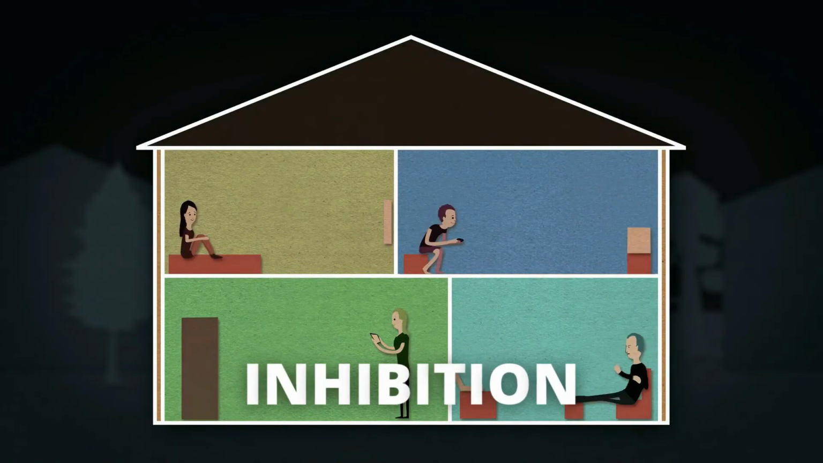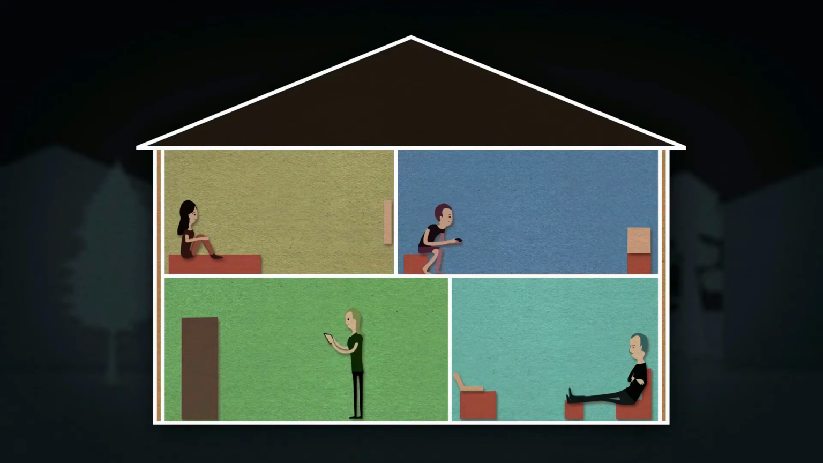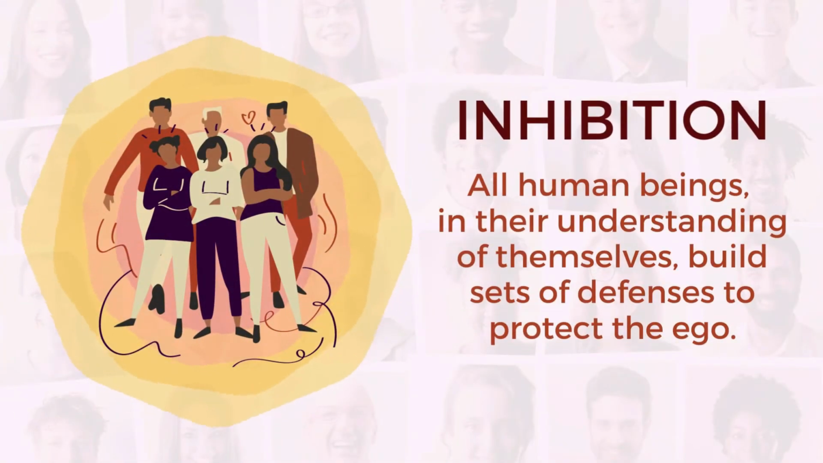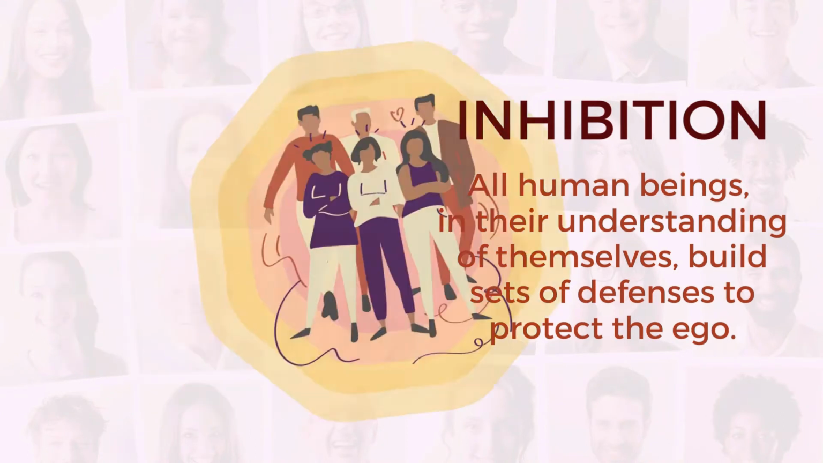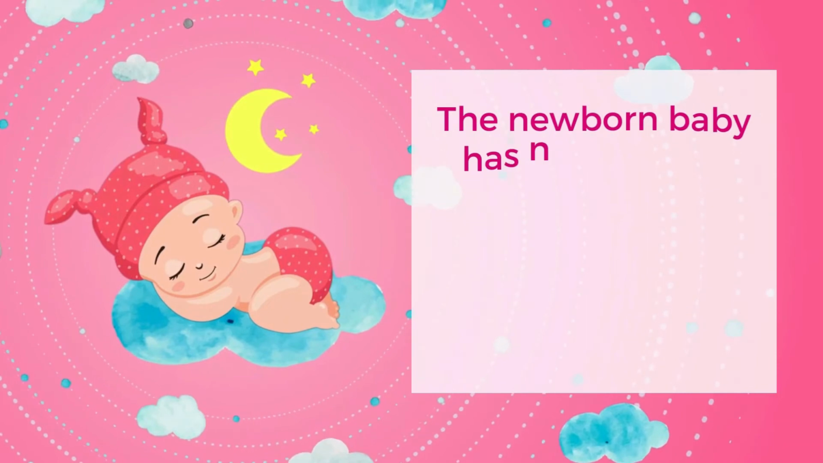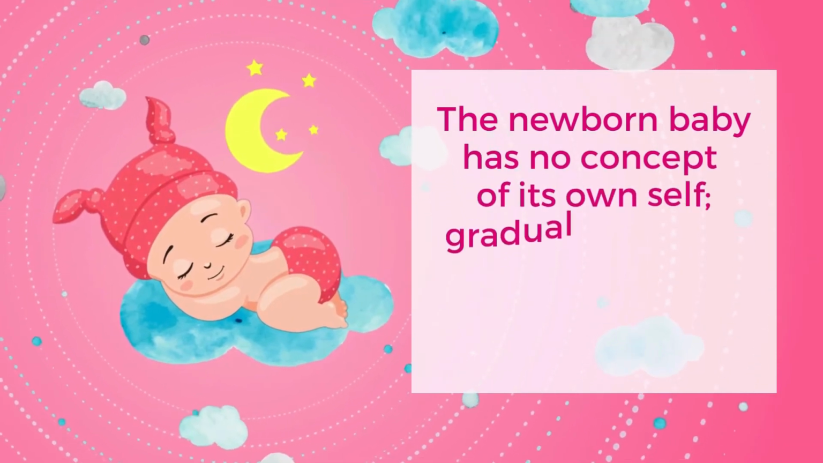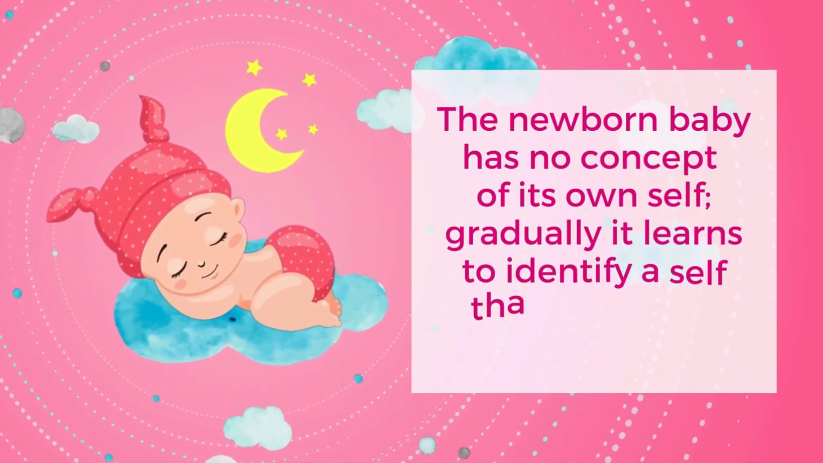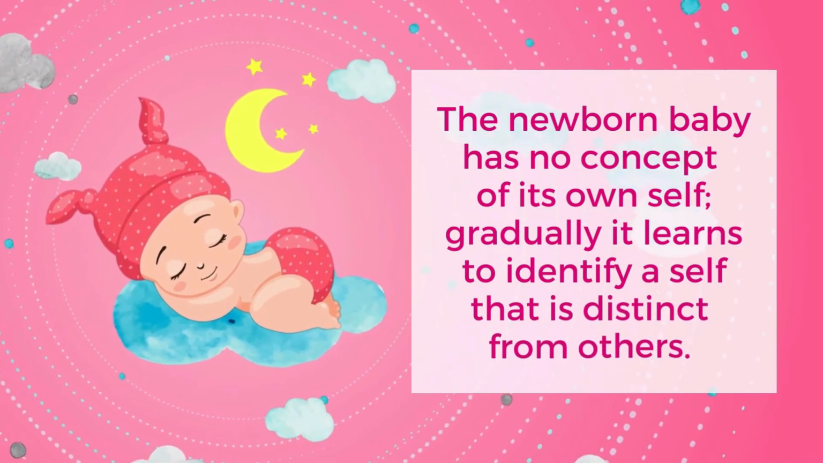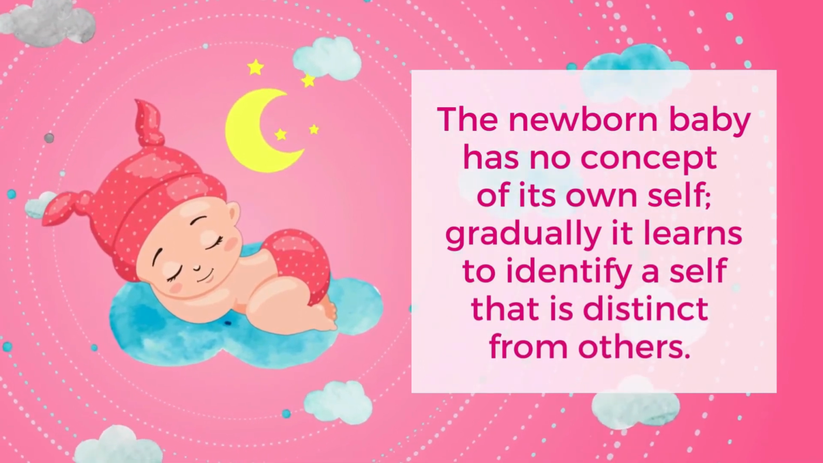Let us now tackle inhibition. All human beings, in their understanding of themselves, build sets of defenses to protect the ego. The newborn baby has no concept of its own self. Gradually, it learns to identify a self that is distinct from others.